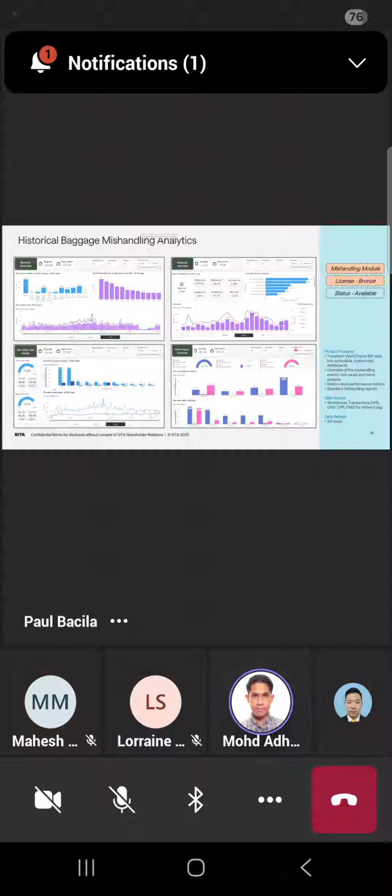Paul, this dashboard is mainly relying on World Tracer data. Yes. I mean, it doesn't have to be Badgini. So if the World Tracer data is good, then we can get a good outcome from this dashboard.